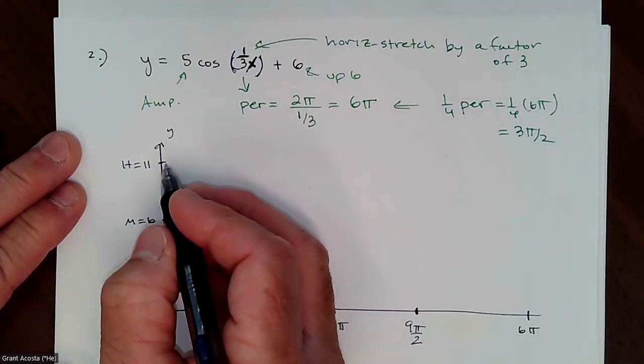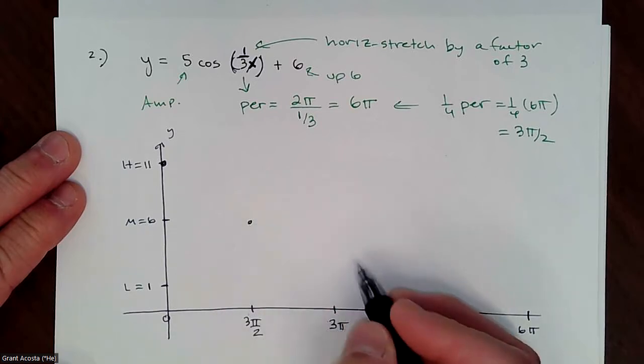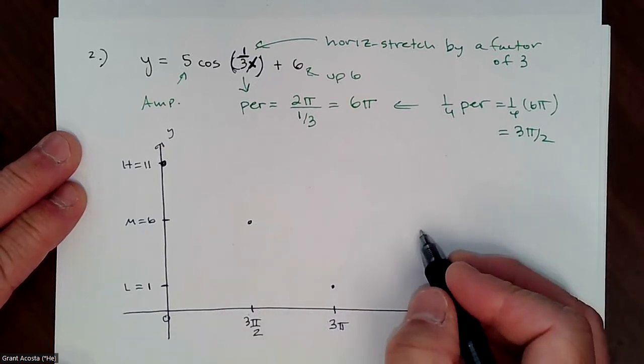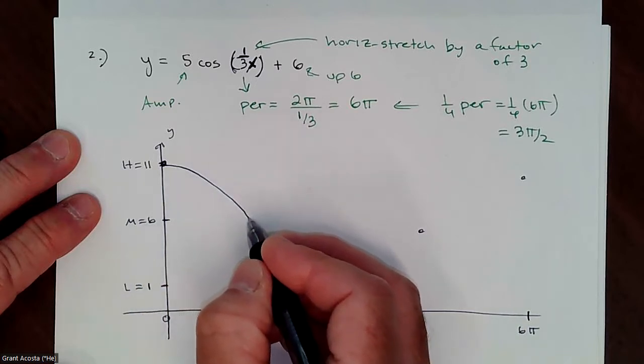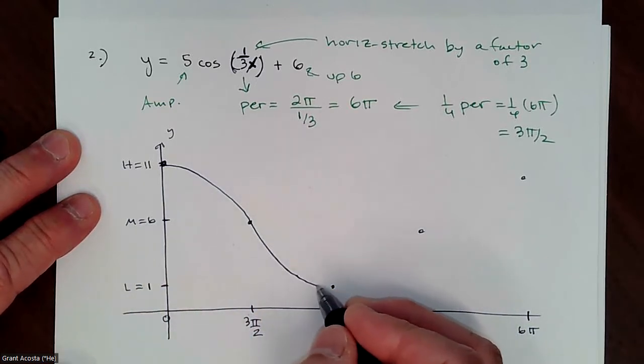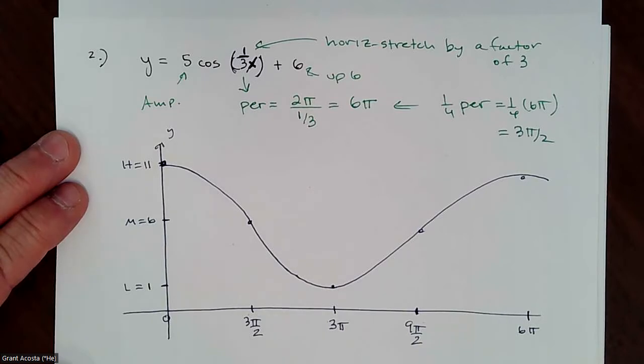Okay, so I know it's a cosine graph. It's going to start at its high, then it goes to middle, low, middle, back to high. Something like that.